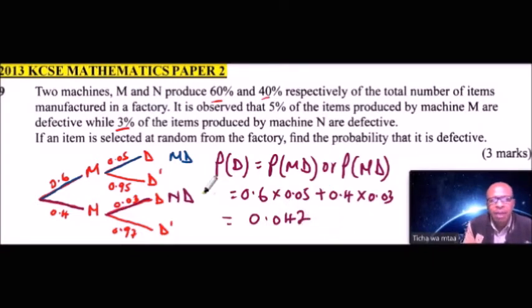And in terms of awarding of marks, you'll be awarded marks for the tree diagram. Here you get 1 mark. Here you get 1 mark for writing the combination, and finally for your answer, totaling 3 marks. So that is how you work out that using the tree diagram.